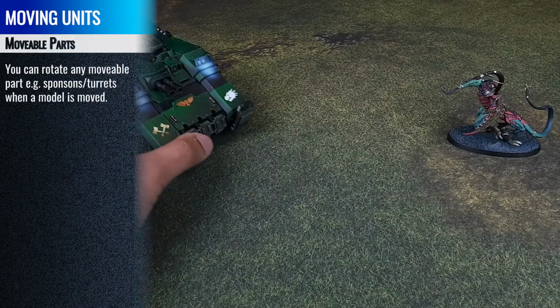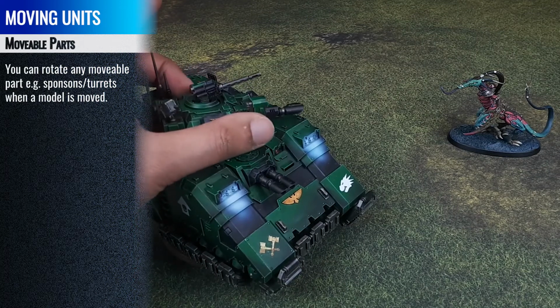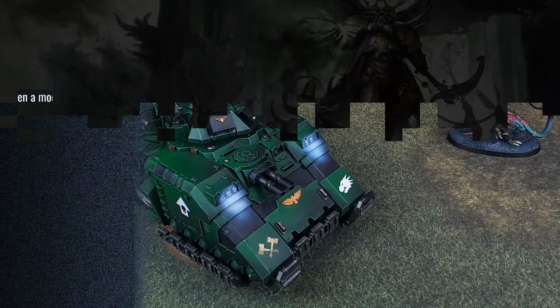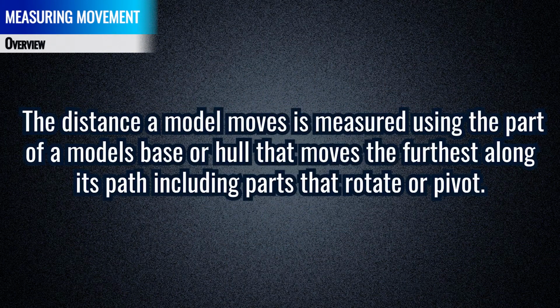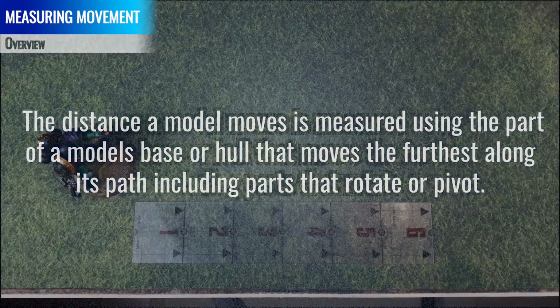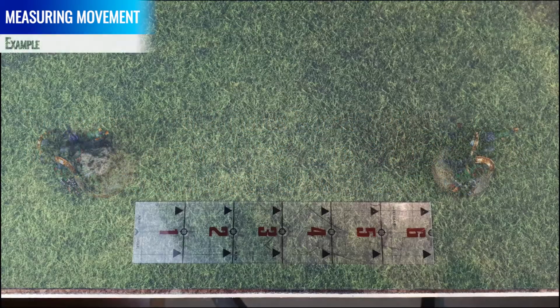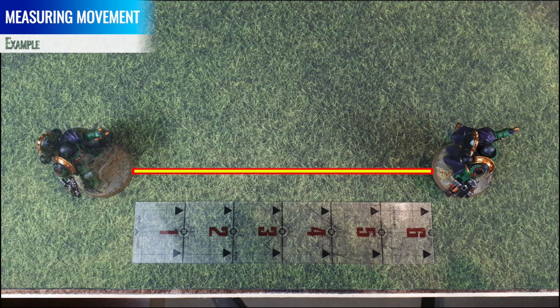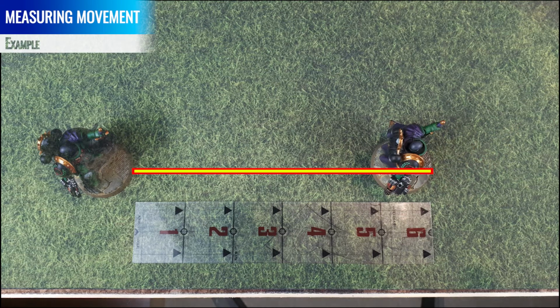And you are free to rotate any movable parts of the model, such as sponsons or turrets, when models move, which is an important factor to keep in mind when it comes to measuring movement. The core rules state that the distance a model moves is measured using the parts of the model's base or hull that moves the furthest along its path, including parts that rotate or pivot. This is fairly simple to keep track of for models with round bases. As you can see here, this captain moved more than the specified 6-inch limit. Because of their round bases, as long as you keep the reference points consistent when measuring from start to end positions, models with round bases can be measured accurately, regardless of the pivots made.